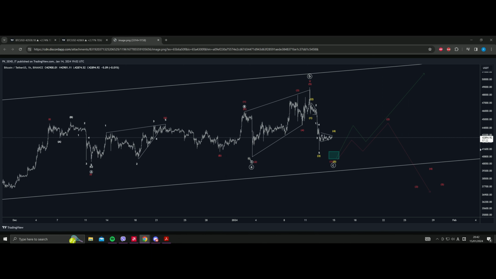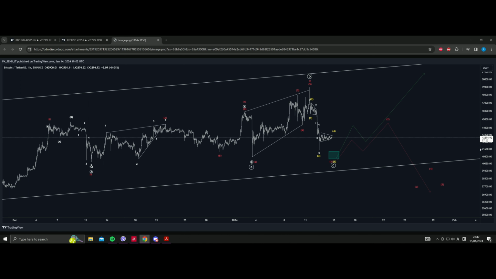So that would be 1, 2, and then another 3, 3, 5 for the wave 3, and another zigzag down to end the 4, and another 3-wave move up to end the 5. And this does look contracting and it can work, but it's also for me just an option of what could happen, because I can see another possibility.